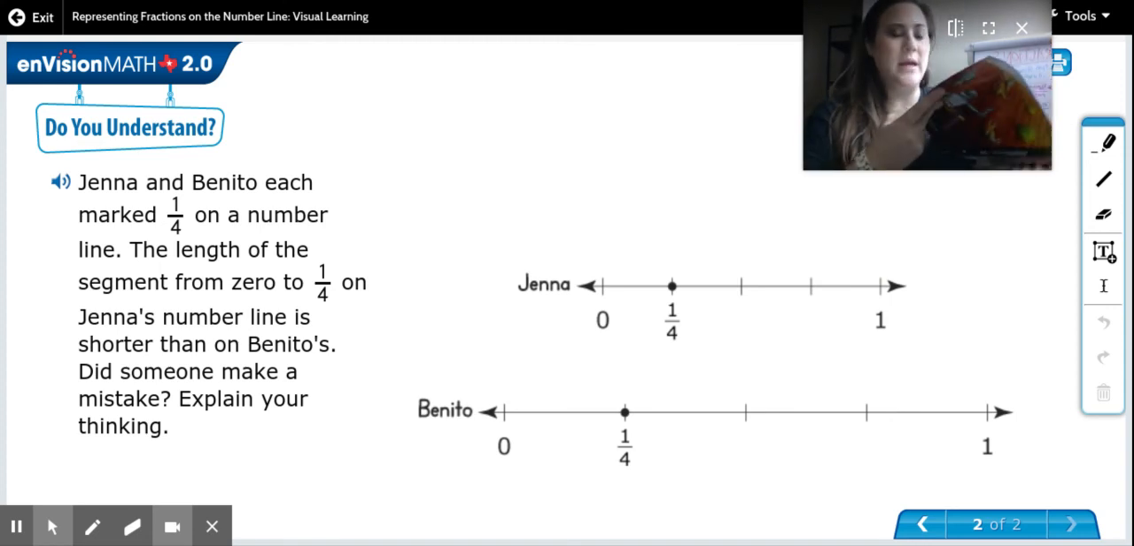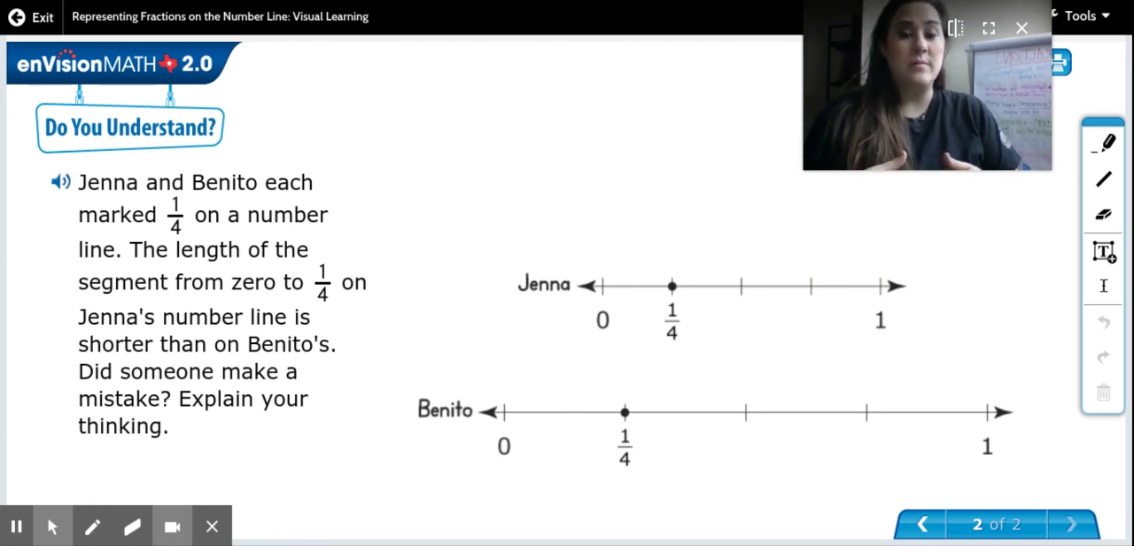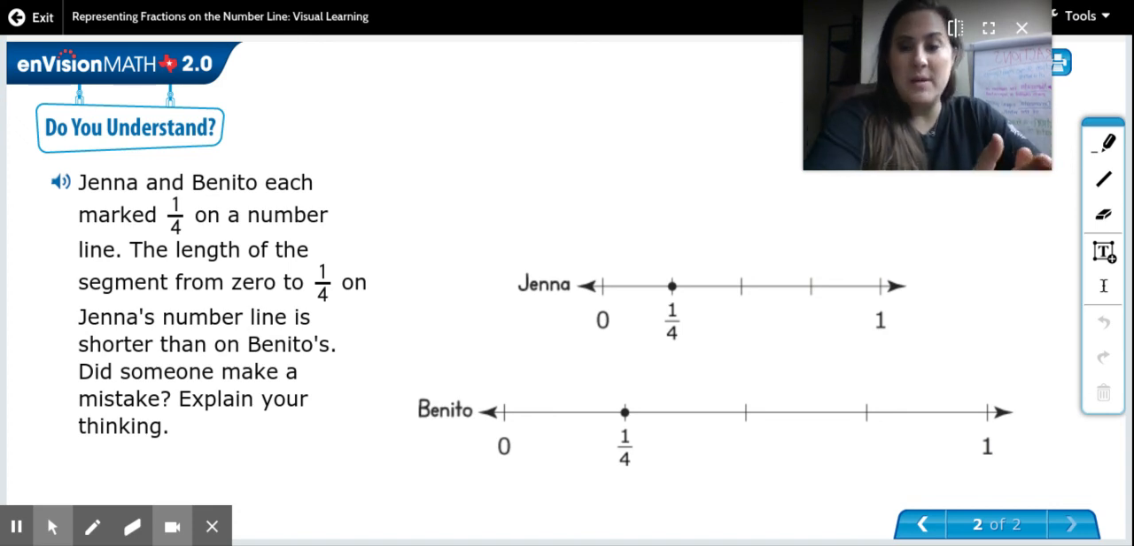It says Jenna and Benito each marked 1/4 on a number line. The length of the segment from 0 to 1/4 on Jenna's number line is shorter than on Benito's. Did someone make a mistake? Explain your thinking. Now, you can record yourself explaining this, or you can write it down and share it with me. But go back to the video if you need to and think about what we said. Does it matter if the length is shorter or longer, or is it more about the equal parts?